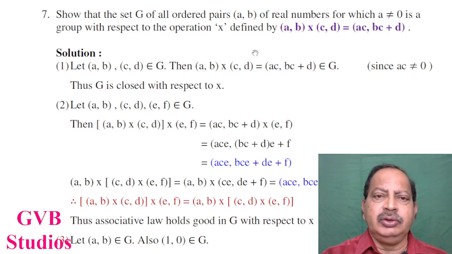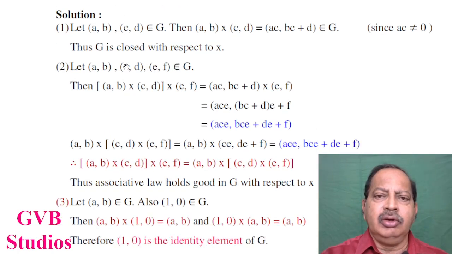First, we have to know the set. What is set G here? G is the set of all ordered pairs (a, b) of real numbers for which a is not equal to 0. So G contains ordered pairs like this, where a and b are real numbers and a is a non-zero number. Here the binary operation is defined by (a, b) cross (c, d) is equal to (ac, bc plus d). We have to show that G is a group.